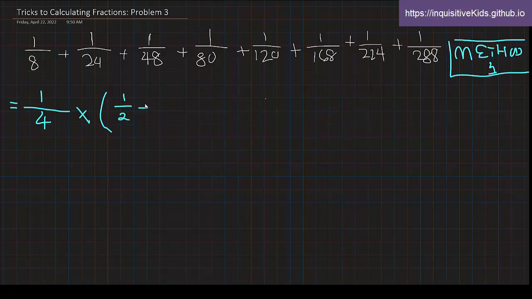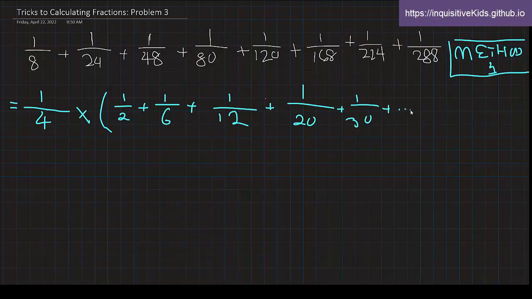plus 1/6 plus 1/12 plus 1/20th plus 1/30th all the way to 1/72. So we're just going to leave the 1/4 outside for now. And you know what to do with the parentheses. So it's great if you can pause the video and try to calculate the parentheses by yourself.